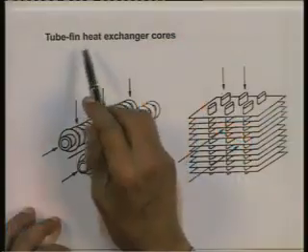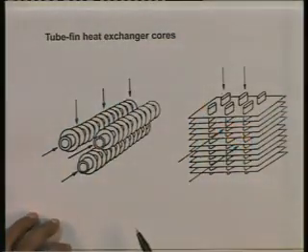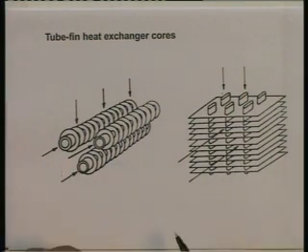All right. Now, let us look at some more examples of extended surface heat exchangers. What we showed just now was a plate heat exchanger with fins, a plate fin heat exchanger. You could also put fins on tubes, in which case we get what is called a tube fin heat exchanger, and here we have 2 types of tube fin heat exchanger cores.